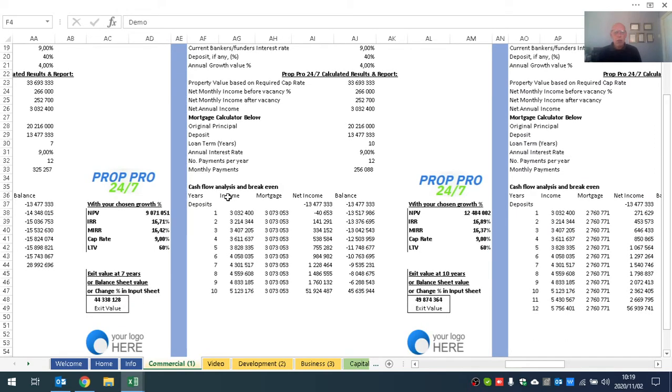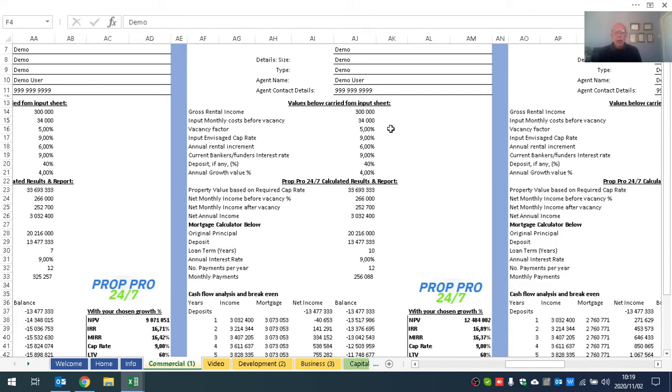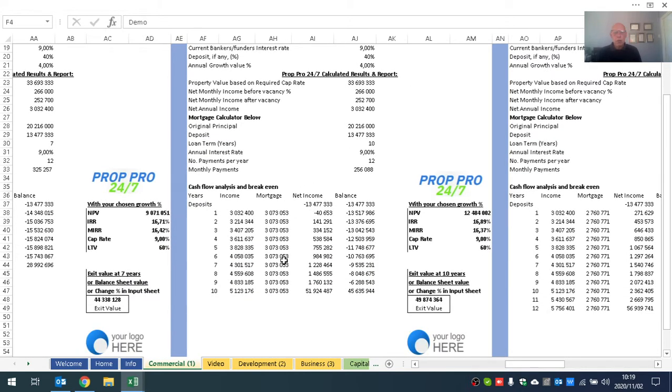Below that, again, we have auto-calculated your cash flow for the duration of this 10-year valuation purpose. You'll note all your income and the incremental income based on the annual rental increment at 6%, your mortgage, your net income, and all your cash flows.